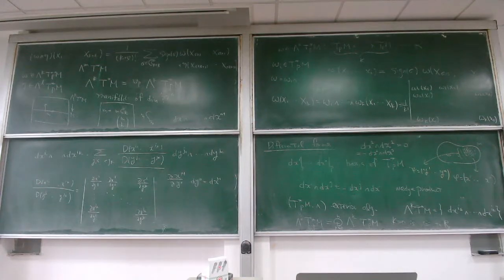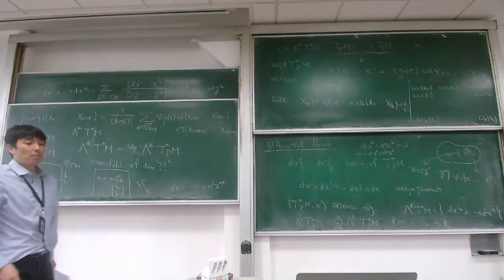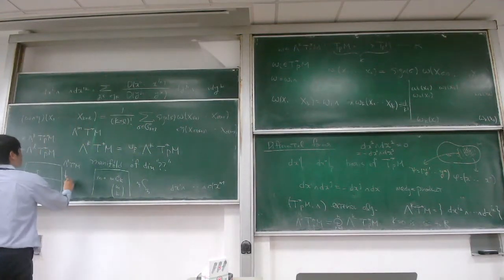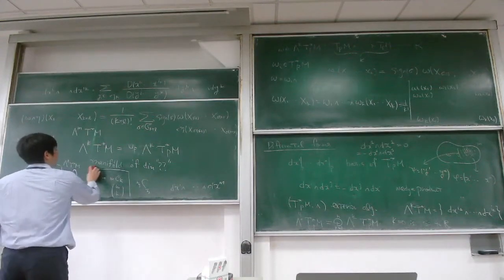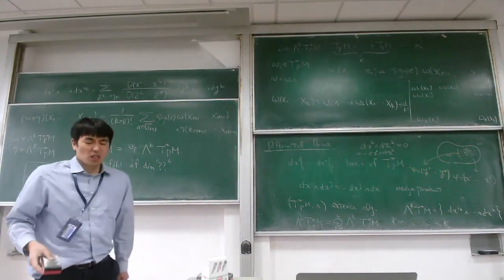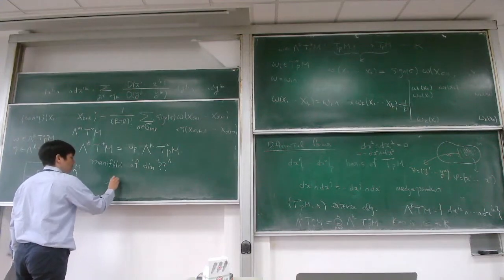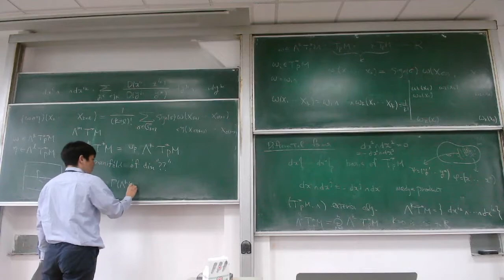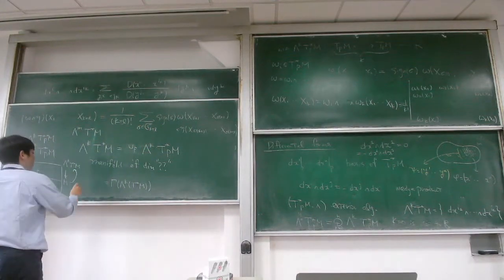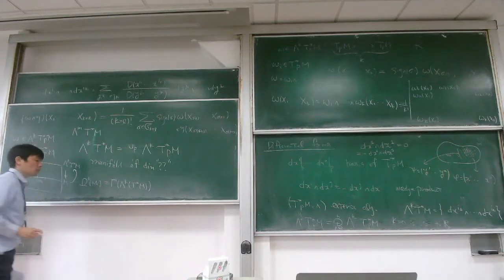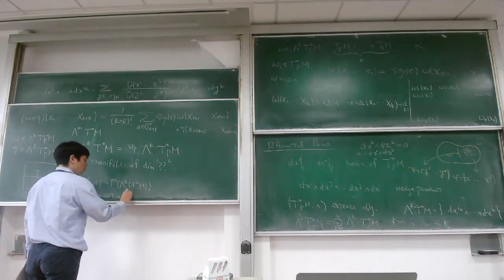And now we have a bundle again. If you have a bundle, you can always consider the section. The section is called wedge K of T star M, and we usually call it a K-form. So this is the set of K-forms.